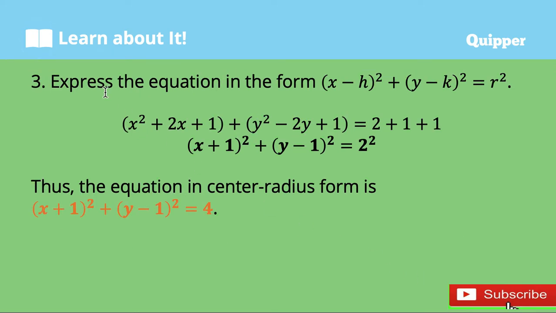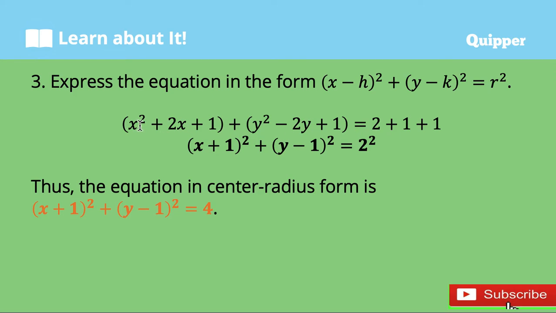Then express the equation in the form square of x minus h plus the square of y minus k is equal to the square of r. From the previous slide, we have this. And again, 2 plus 1 plus 1 is 4. And 4 can be written as 2 squared. That is the exponential form of number 4.